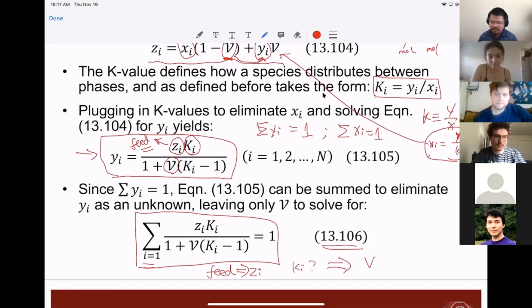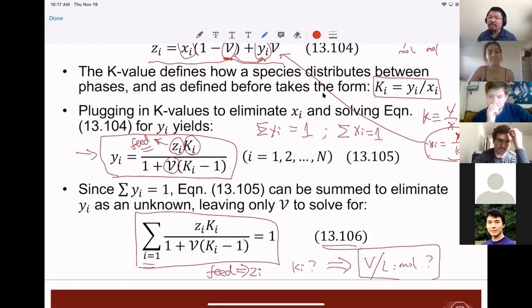We need to understand the vapor phase number of moles and liquid phase number of moles, right? So that is the purpose of the flash calculation. Looks like we are limited by the ki. What is that ki? What is ki?